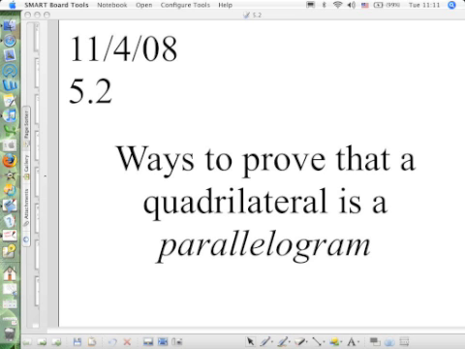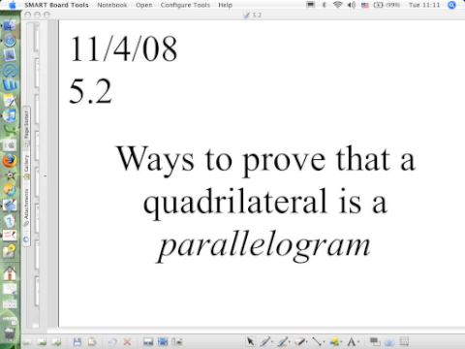Section 5.2, ways to prove that a quadrilateral is a parallelogram. Yesterday we were told that a shape is a parallelogram, and from that information we were able to deduce other pieces of information about it. Opposite sides were congruent. Opposite angles were congruent.